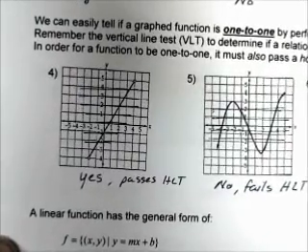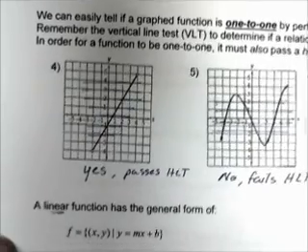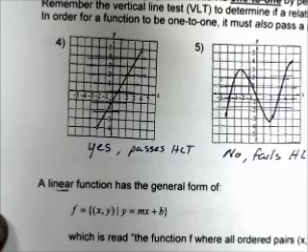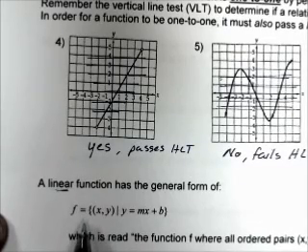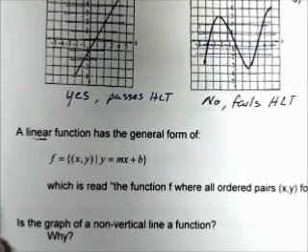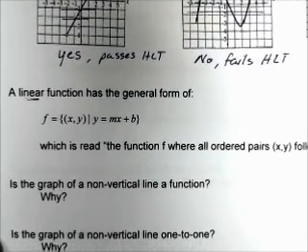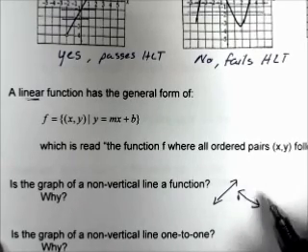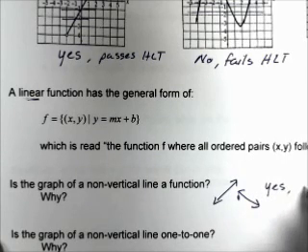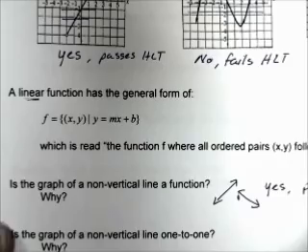A linear function has a general form, linear line, right? It has a general form of the function f, where ordered pairs (x, y) follow the rule that y equals mx plus b. Is the graph of a non-vertical line a function? All right, well, think of any line, as long as it's not a vertical line. Is it going to pass the vertical line test? Yes.